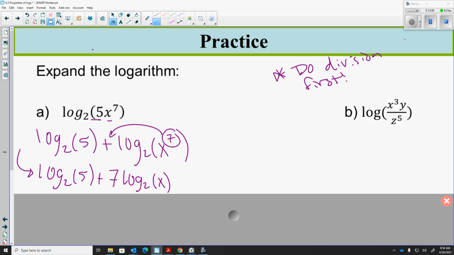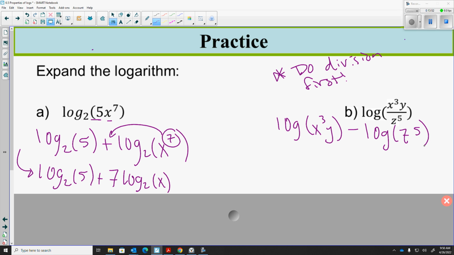Because let me ask you this. There's division in here, right? What are the pieces that are being divided? Well, you have what's on top and you have what's on bottom. So I'm going to split that up. So it's going to be what is on top minus what's on bottom. Split them up first and then put the 3.